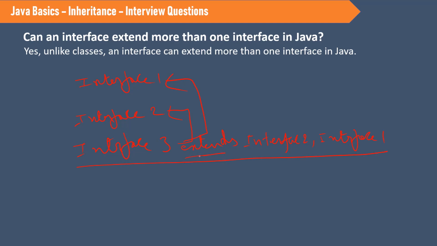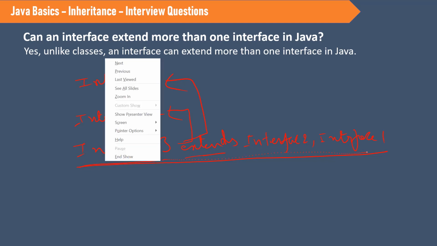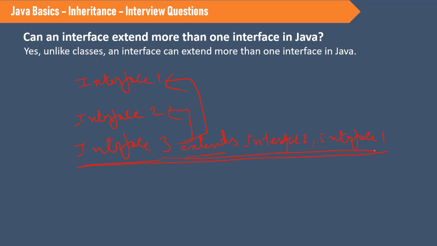This is not possible for classes, but we can extend one interface to more than one interface. So this is possible in Java. We can extend one interface to more than one interface in Java, but for classes it is not possible. The reason is simple: interfaces are not classes. So we can extend more than one interface in Java. Yes, unlike classes, an interface can extend more than one interface in Java.